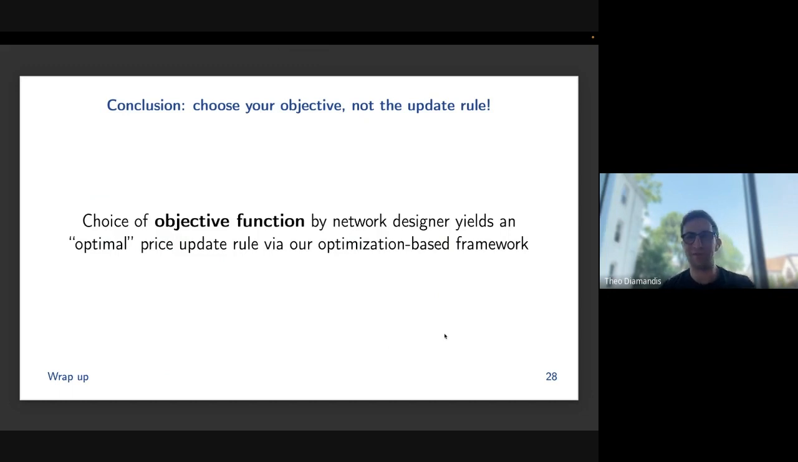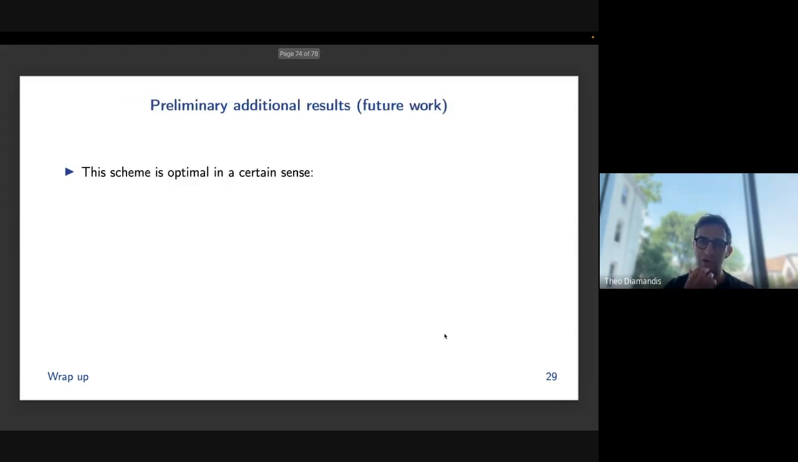So hopefully the main takeaway that you've gotten from this talk is that it's really valuable to choose your objective function and think about designing the fee market in terms of this resource allocation problem, and then use that to design some optimal price update rule by looking at this objective function instead of starting from the price update rule directly.